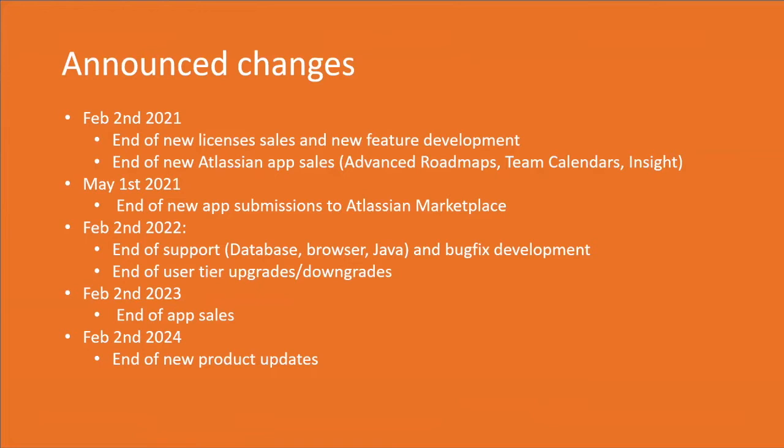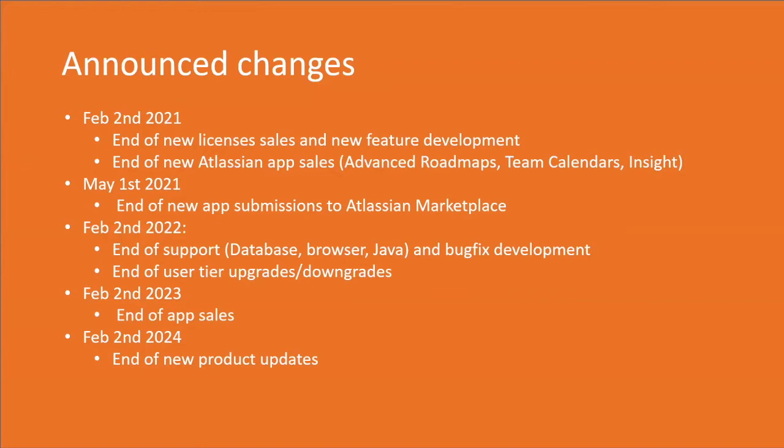The stop of these new sales also applies to Atlassian apps like Advanced Roadmaps or Team Calendars for Confluence and also Insight, and Atlassian Marketplace Partner server apps. Now, here's an important distinction to make. This doesn't mean that you can't renew your existing license. This only means that you can't buy new licenses.